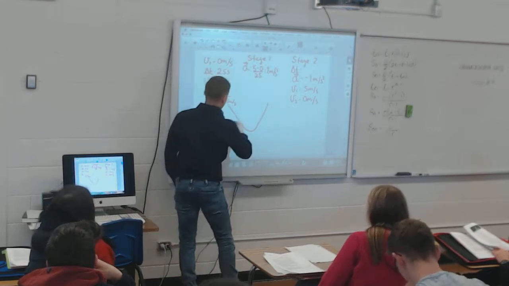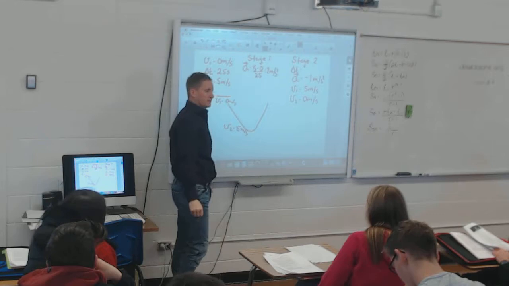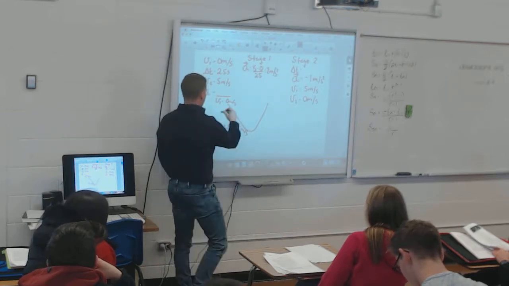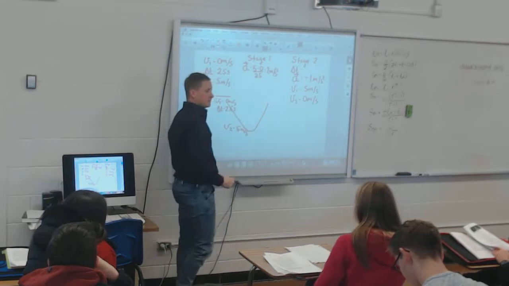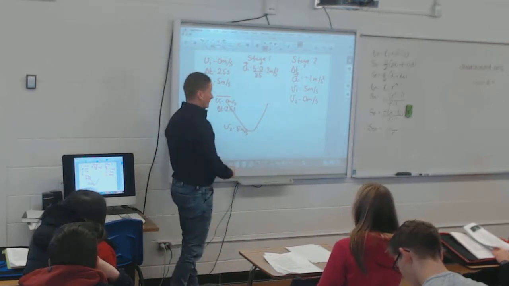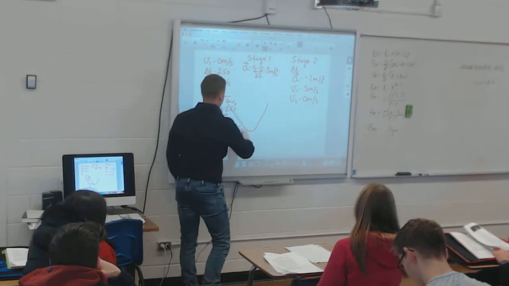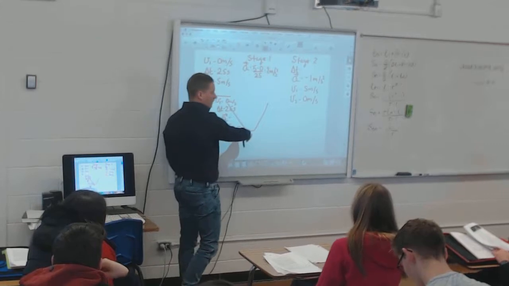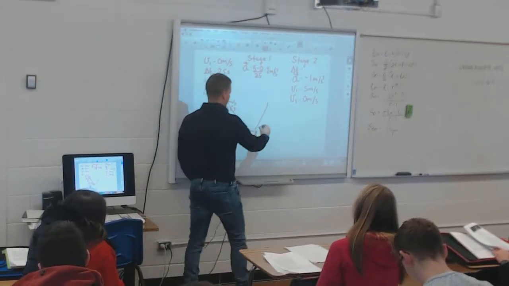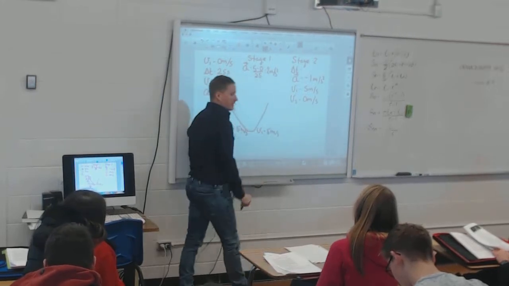At the bottom here, V2 is 5 meters per second. The time it takes to go from the top to the bottom is 2.5 seconds. I can get my acceleration from there. If I was asked for it, I could get my distance too, if I needed it. Now once I hit the bottom, what's my speed at the bottom? 5 meters per second.